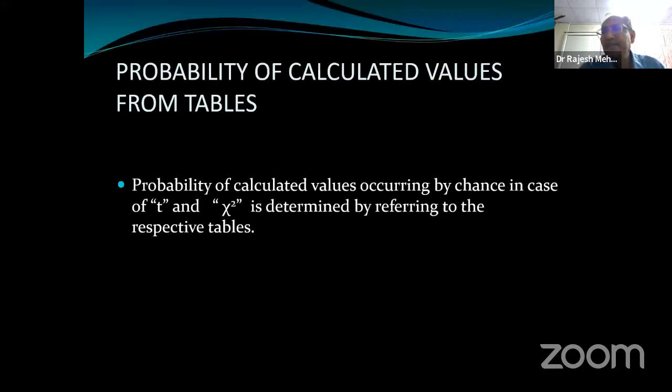So I think I will be showing the tables on the screen next time. Chi-square table, Z table, T table, etc. Once you understand how to read the table, you'll be able to calculate the probability, and based on that you can also find out the numbers.